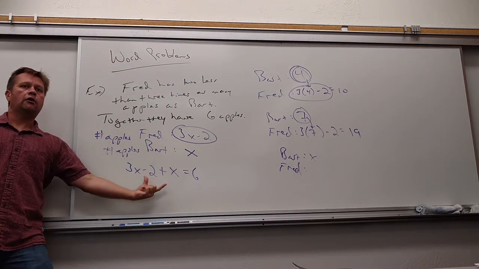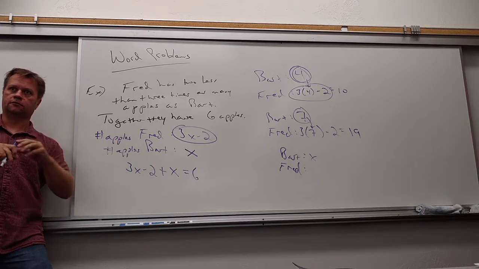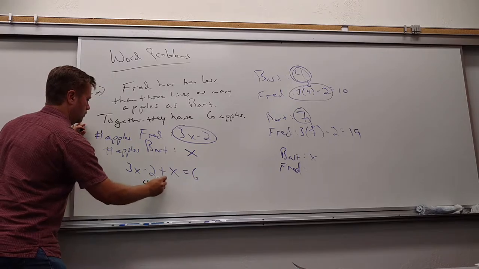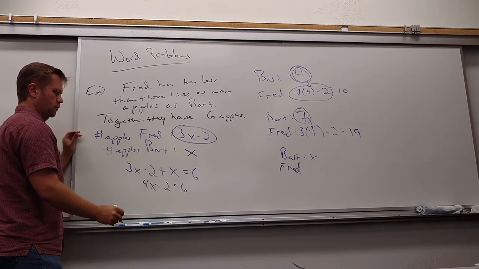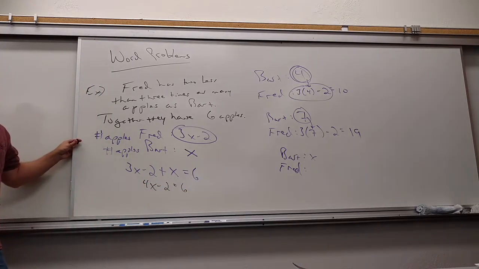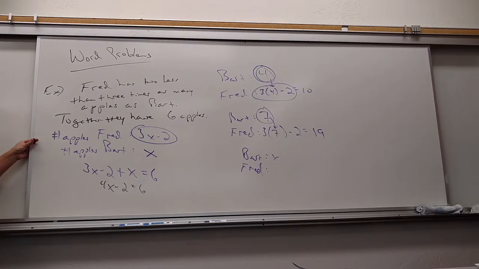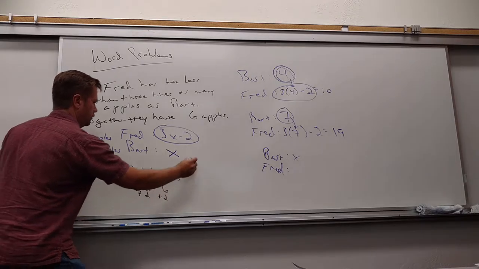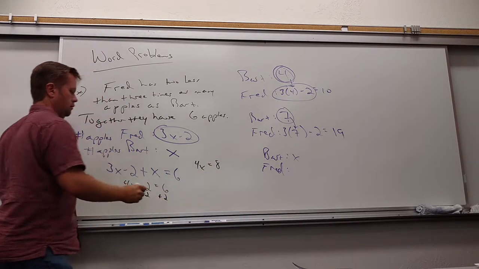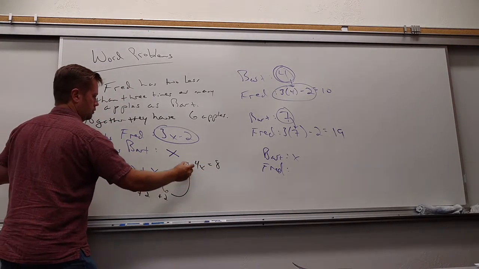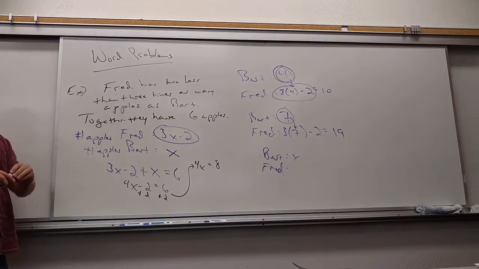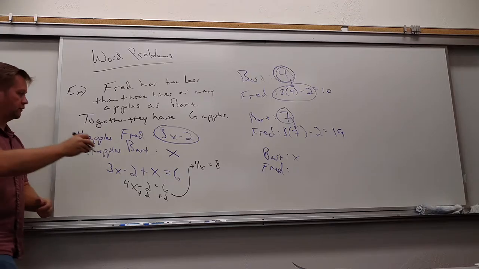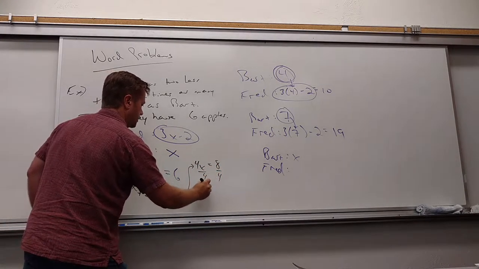And now it should be the easy step. Combine like terms? Yeah, combine like terms. And then add 2. So you get 4x equals 8. And then divide by 4. So x is 2.